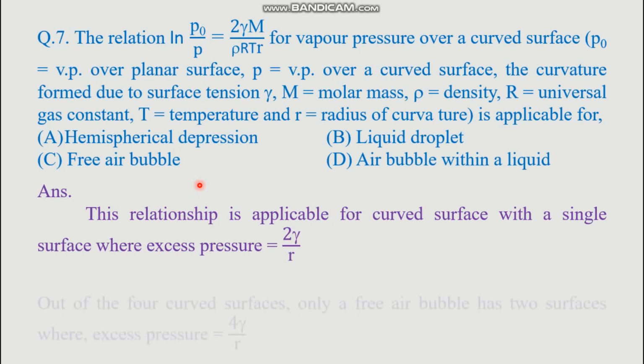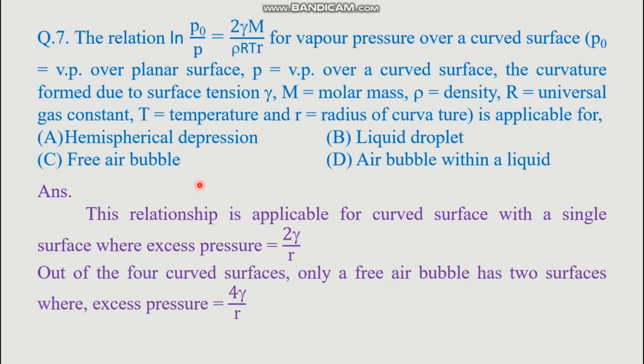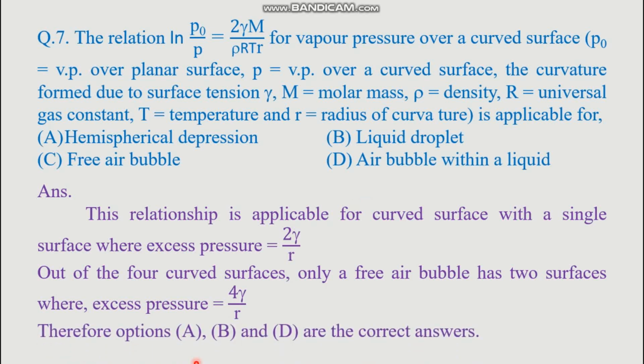Therefore, out of the 4 curved surfaces, only a free air bubble has 2 surfaces where excess pressure is 4 gamma by R. So 3 answers are correct here. This is an MSQ type of question. That means you have multiple correct answers. So here you have to tick 3 options, A, B and D.